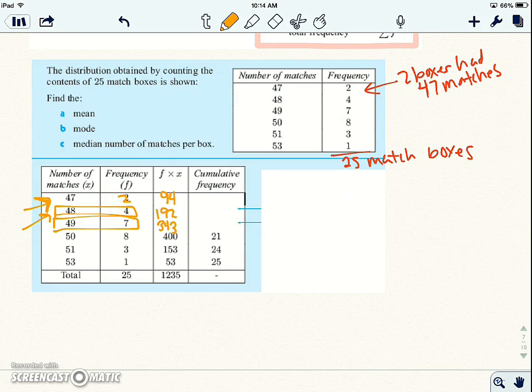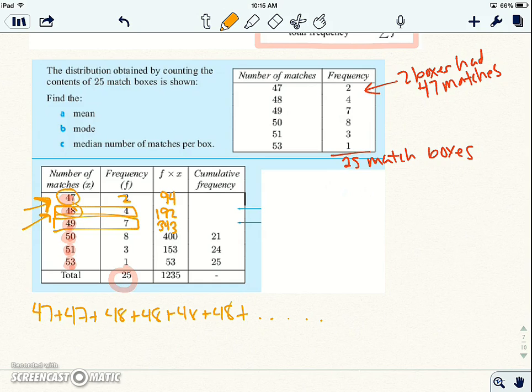And they're doing that because in order to find an average, remember you add up all the numbers, so we needed to add up all the matches total. If we just add up 47, 48, 49, 50, 51, and 53, that's only for 1, 2, 3, 4, 5, 6 boxes of matches, but we had 25. So we could do 47 plus 47 plus 48 plus 48 plus 48 plus 48. We had 2 boxes with 47, 4 boxes with 48.